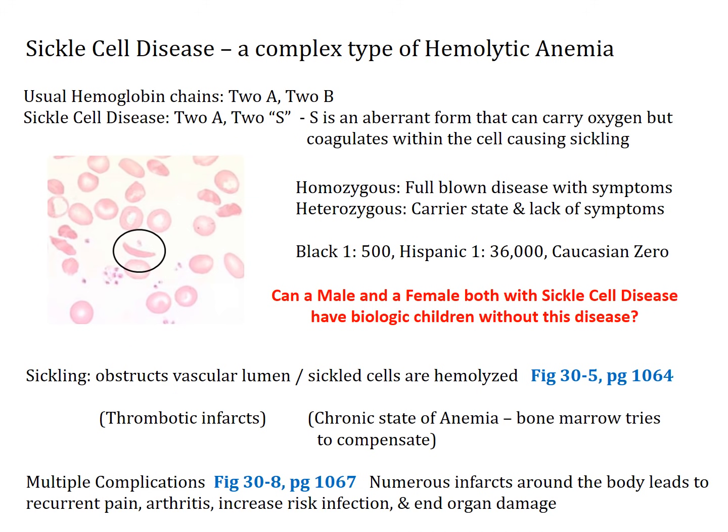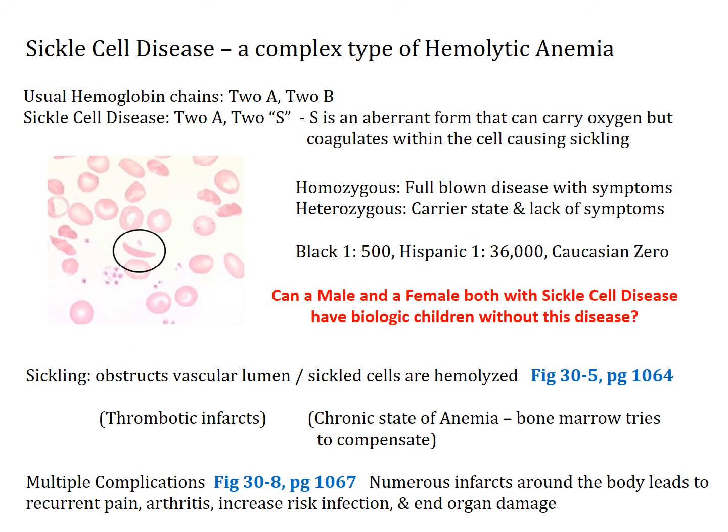Sickle cell disease, there's a lot of different variations of it, but one of the more common variations is the individual has two A chains and two S chains. And the S chains are aberrant in that they coagulate, and they have a very difficult time holding onto oxygen. The coagulation of the protein leads to the abnormal morphology, or what looks to be like sickling of the red blood cell. This is a genetic disorder.